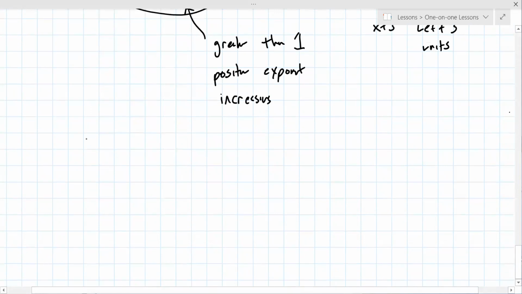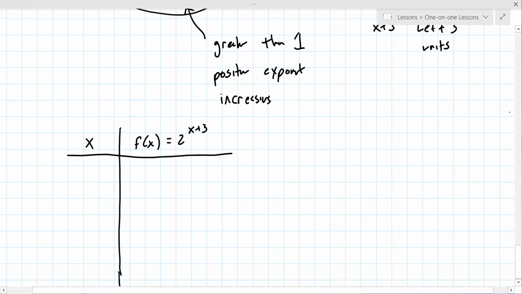I'm actually going to go back and use the original function here, 2 to the x plus 3, because I want to illustrate some points. We're going to center the graph at -3. The reason is that -3 plus 3 in the exponent becomes 0, which makes the whole thing go to 1.